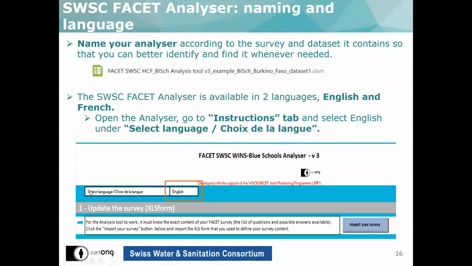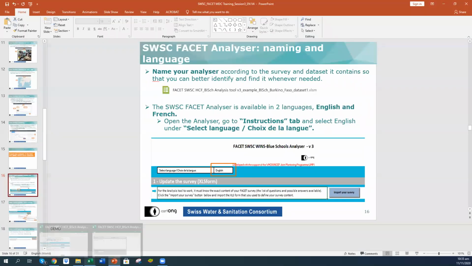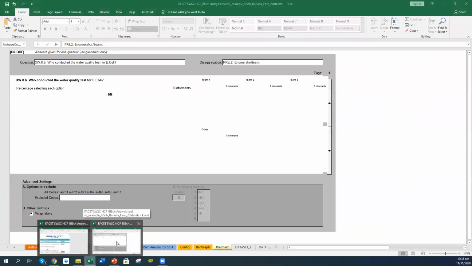At the very beginning of this tab, you have this select language, choix de la langue. At the very beginning of your tab, you can switch from English to French. So two languages are available, English and French, and you can switch your whole analysis tool from English to French and French to English whenever you need it. So all the tabs, all the information here, the instructions, the titles, everything will switch from English to French and French to English whenever you do this. So let me show it to you. So I have one analyzer that is open here.